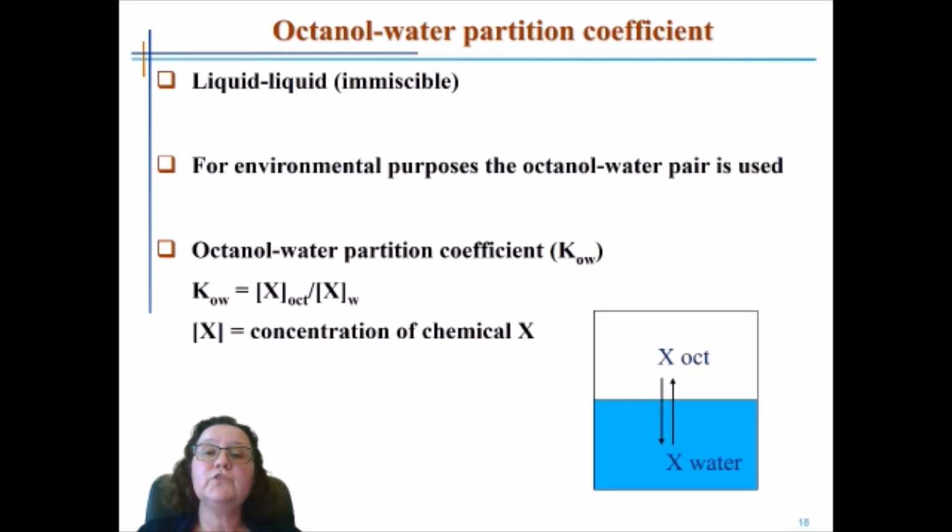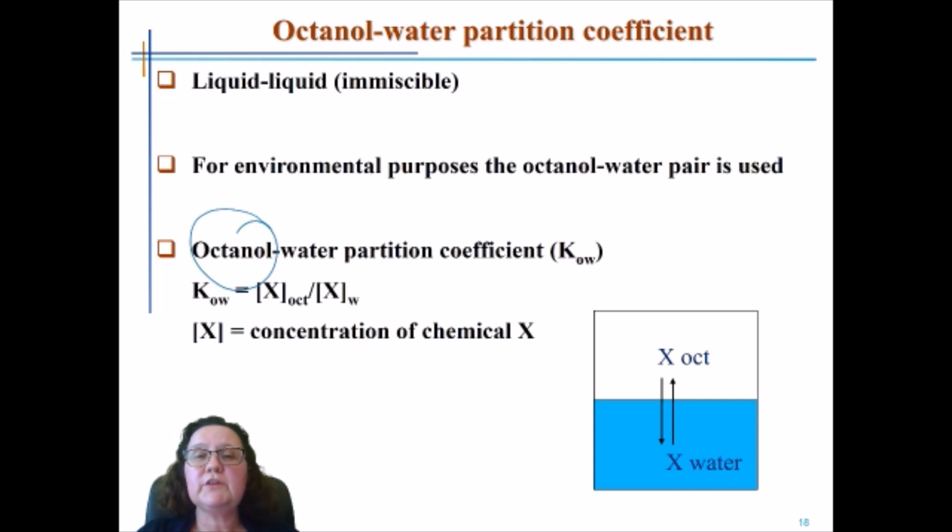The octanol water partition coefficient is by far the most common one and the most useful one, and the one that is used for almost everything. It's the liquid-liquid partition coefficient. It measures how easily your chemical of interest, X, partitions between two liquids, and the two liquids it is defined for are octanol and water. Octanol is a proxy for fatty tissues.